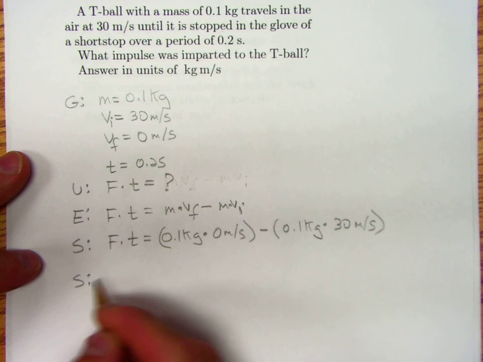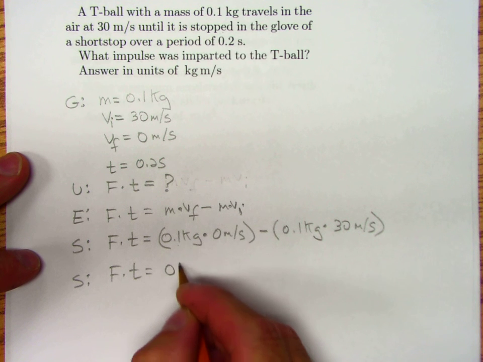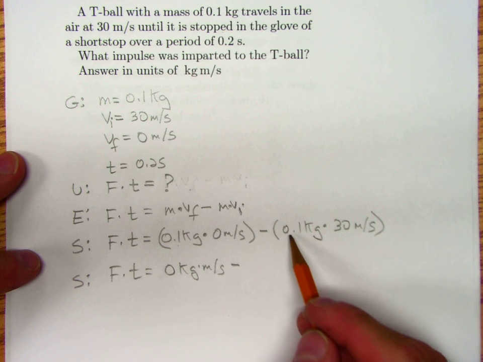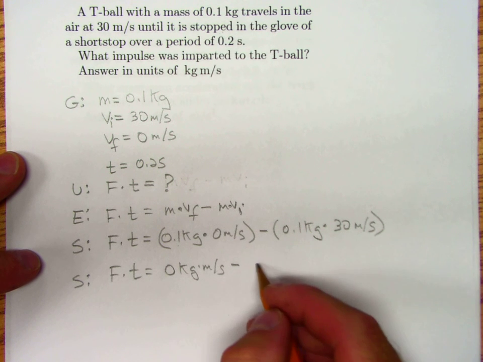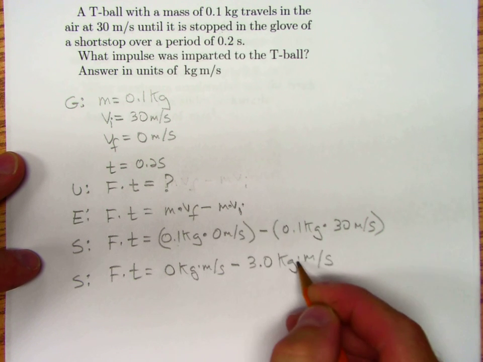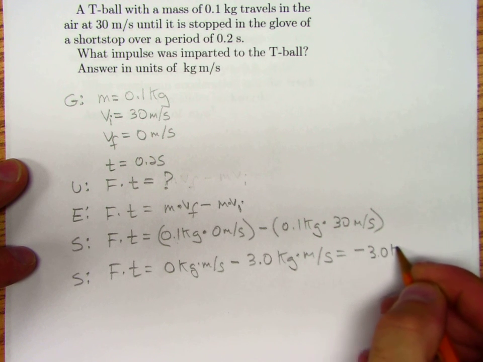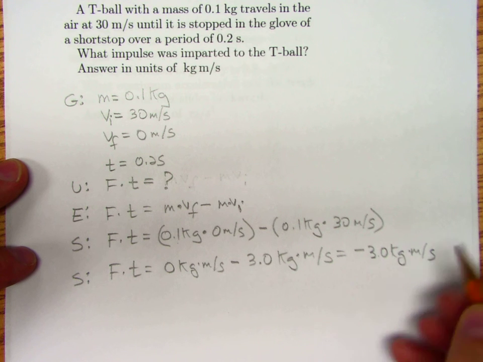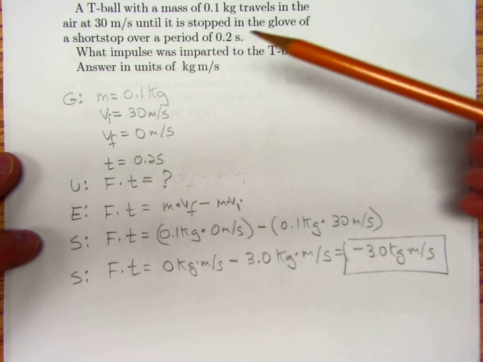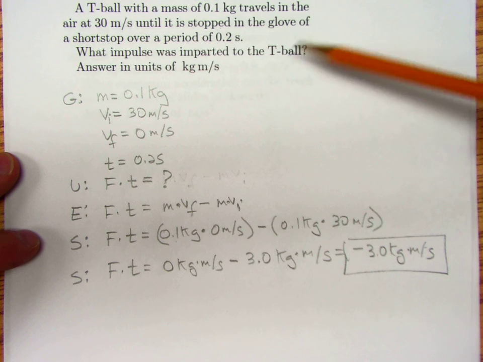So the solution is going to be 0.1 times 0, which is 0 kilogram meters per second, minus 0.1 times 30, which is 3 kilogram meters per second. And if you take the difference between those two, it's minus 3 kilogram meters per second. And there's your answer. It says find the units in kilogram meters per second. That's what we have. It says what impulse was imparted.